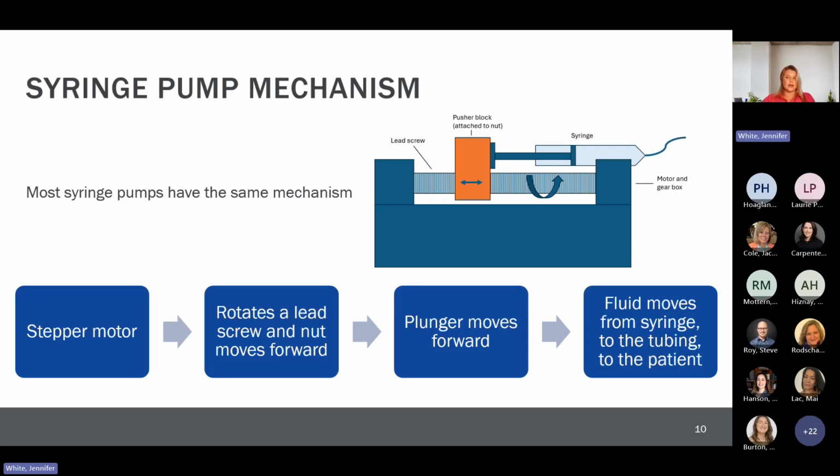If you turn the bolt, the nut will move along the bolt. In a syringe pump, the nut is attached to a pusher block that holds the plunger. When the lead screw turns, the nut and pusher block will move forward, which propels the plunger forward. Moving the plunger forward pushes the fluid out of the syringe into the tubing and to the patient.